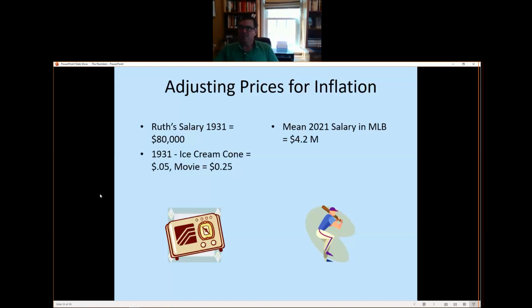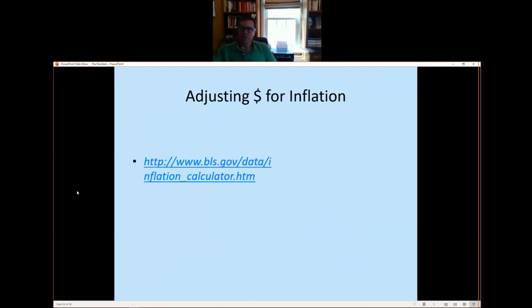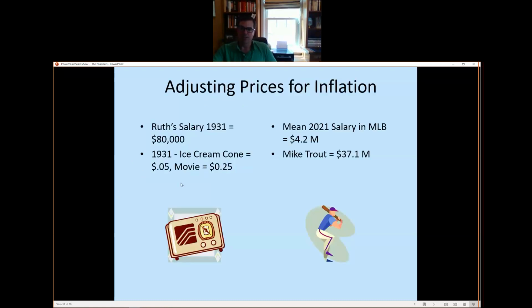Today, the average player makes $4.2 million. The highest paid player makes $37 million. So the question I would ask if we were together is, we know that 80 grand in 1931 is worth more than 80 grand today, because look at how low prices were. Right? It doesn't make a lot of sense to say Ruth made 80,000 because we can't even compare that to today.